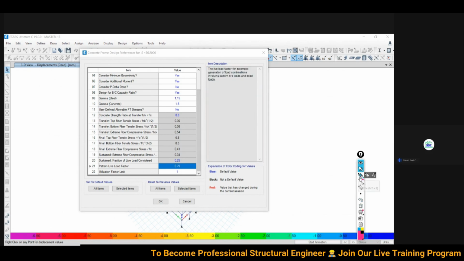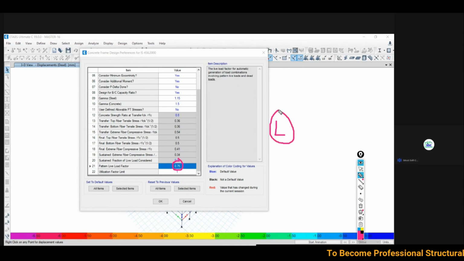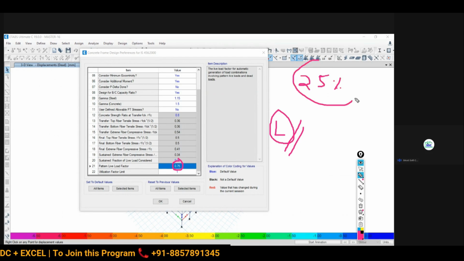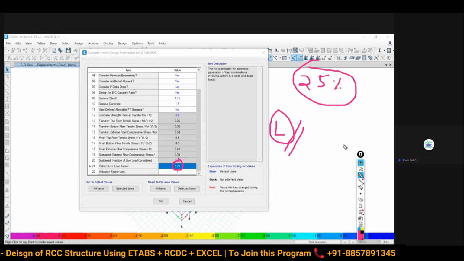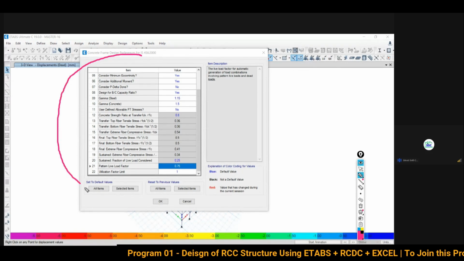So here it is considering the live load factor. Whatever live load you have applied over the slab, only 75% of that the software is going to consider; 25% it is going to reduce, eliminate, not consider. Only 75%. Important thing, try to understand, this is the stage to go for the design.